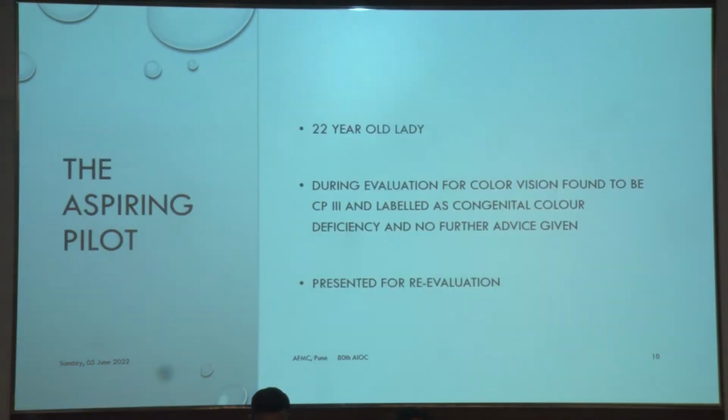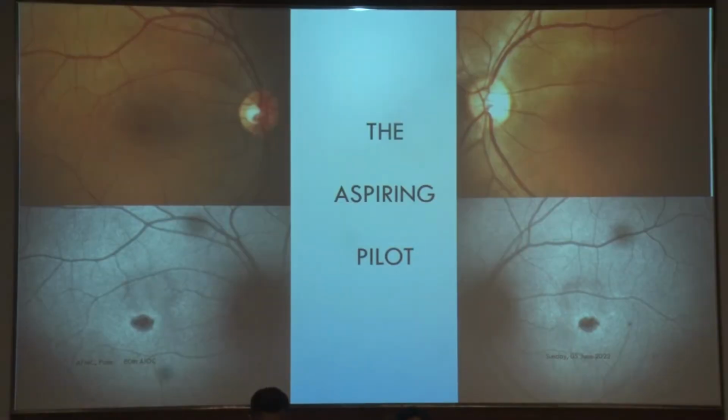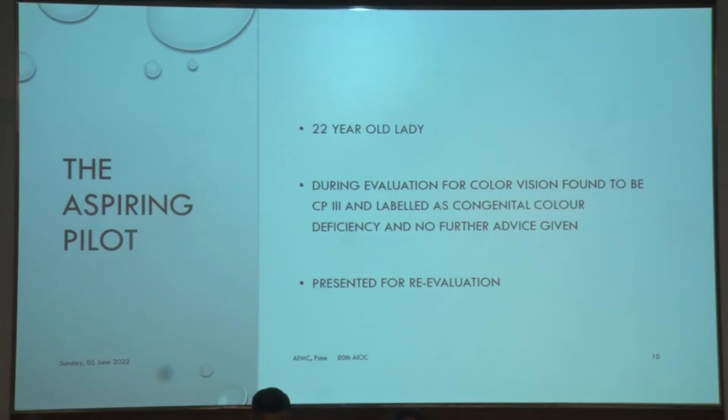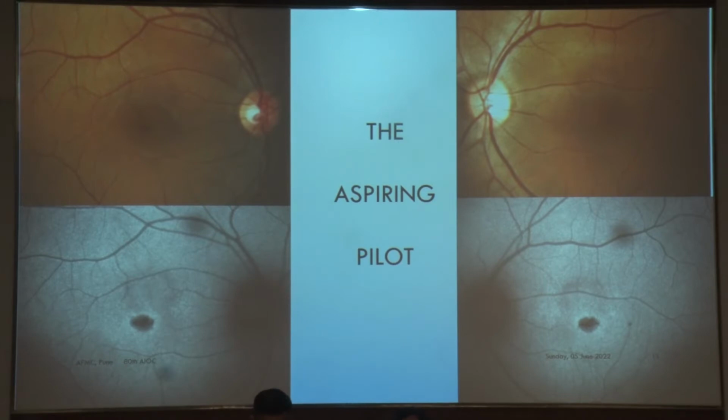Again, we have a 22-year-old lady presenting with color vision deformity during her screening evaluation for occupational entry to a professional course. In this case, screening for military recruitment, wherein she was found to have color vision defect. And when the fundus was seen, this was the picture. And based on the morphology, we can see the RPE defects, and this was diagnosed as a case of cone dystrophy.